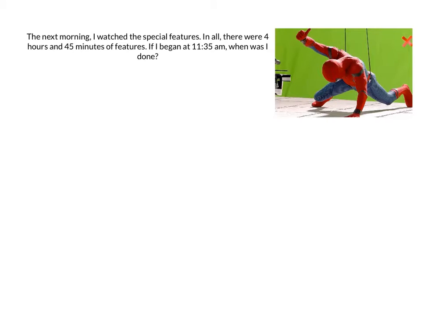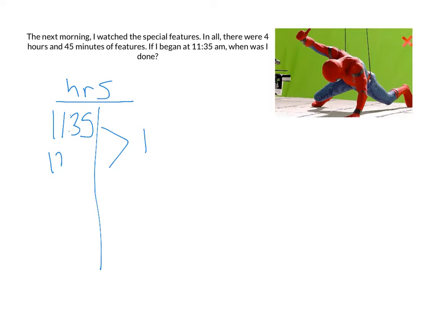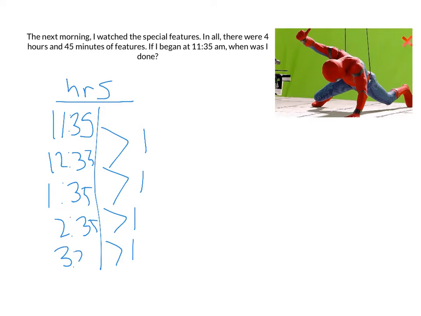Okay, hopefully by this point you've solved your problem. So I'll do a timeline for my hours. It started at 11:35 a.m. Jumping an hour, that would put me at 12:35. Jumping another hour, that puts me at 1:35. Jumping another hour puts me at 2:35. And jumping my fourth hour puts me at 3:35.